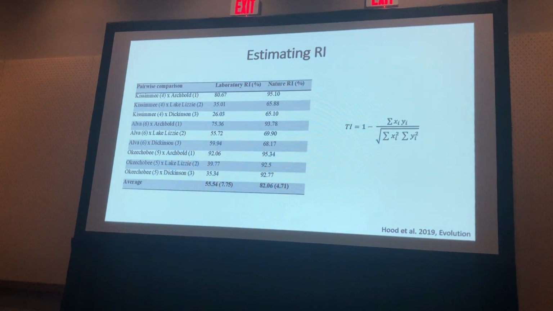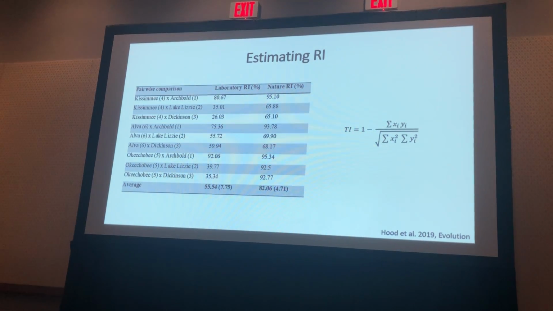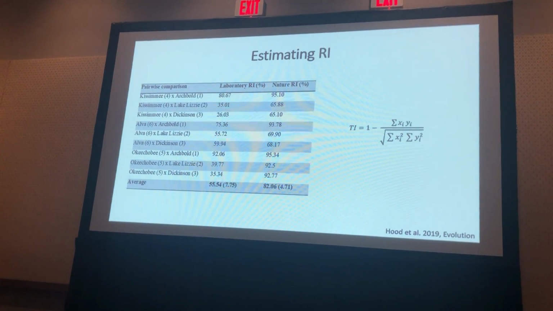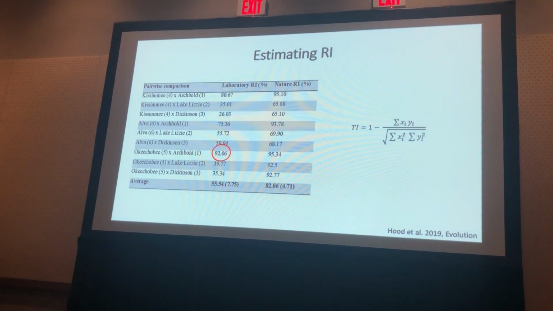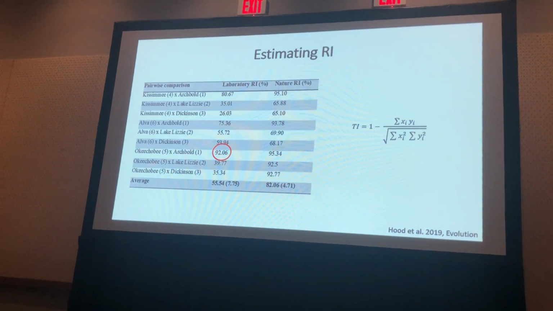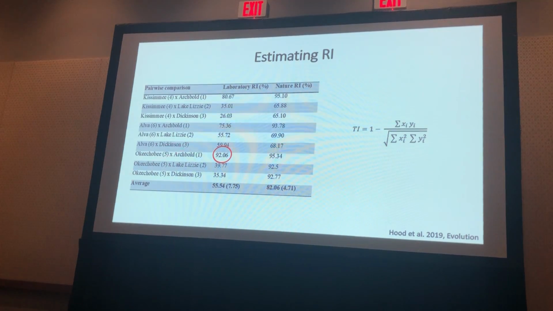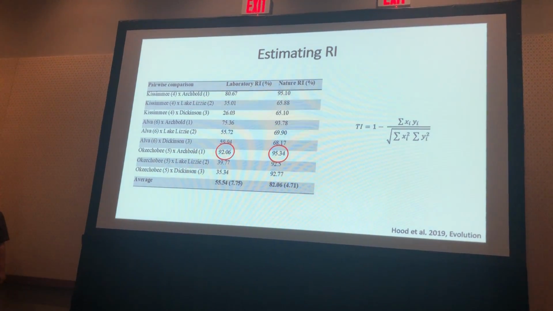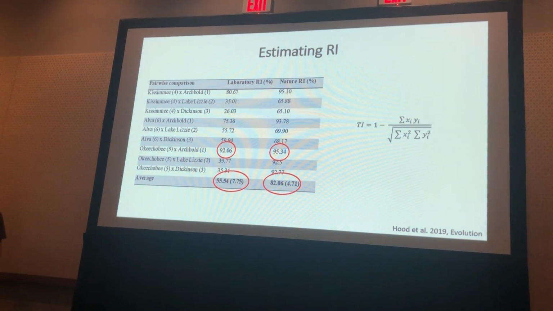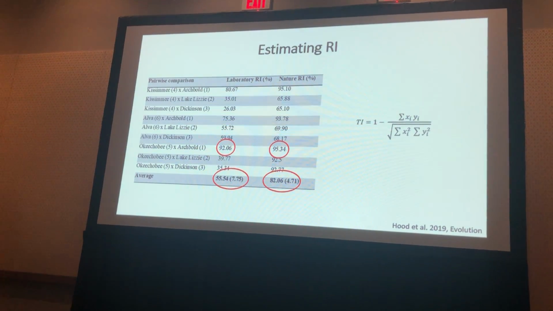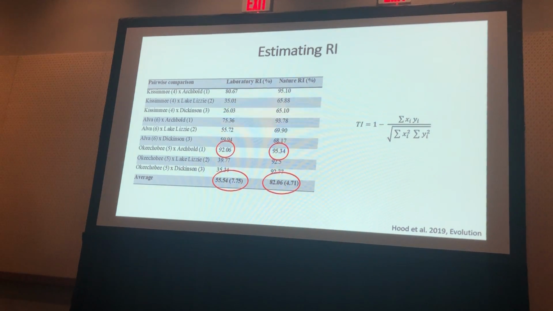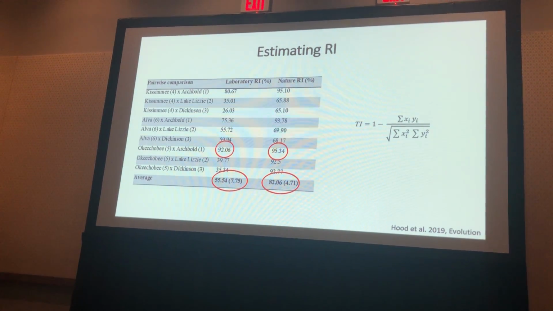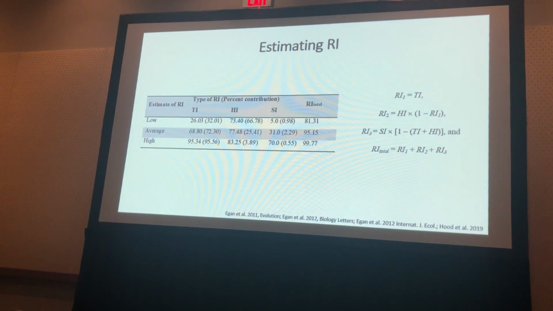We can use this fancy equation here and actually calculate values of reproductive isolation. You don't need to get enamored with the values in the table here. Just note that reproductive isolation between any pairwise QV and QG sites can be quite high. Temporal isolation above 90%, and the averages here are 55% and 82% when you use the laboratory and the estimates in nature.